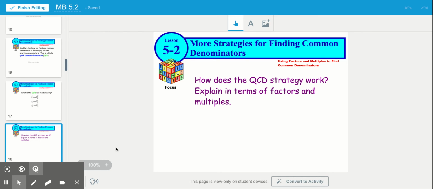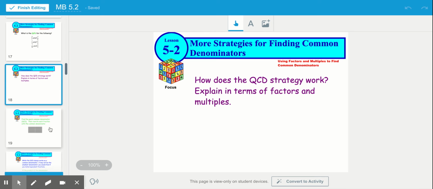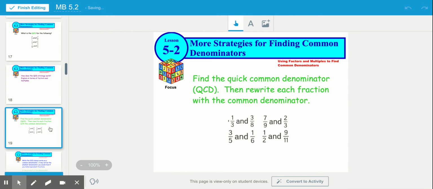So I want you to think about this, the strategy of the quick common denominator. How does that strategy work? And what do you have to do? Think about that. What kind of math do you do when you're doing the quick common denominator?